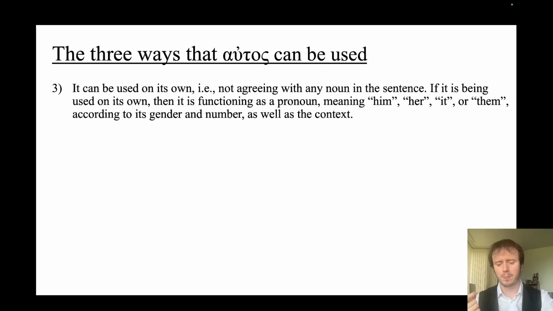I'm just going to interrupt myself to say, although I said not agreeing with any noun in the sentence, I should have said not agreeing with any noun in the clause, that is, in the part of the sentence that αὐτος appears in. Just to be precise. Here, αὐτος will not be used in the nominative case. When αὐτος is being used in this way, it cannot be used in the nominative case.